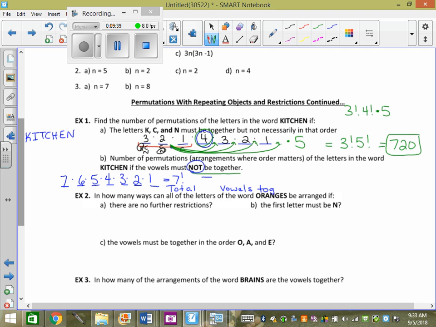And if we take the total number of words possible and we subtract off all the words where the vowels are together, what's left over? Vowels not together. If you don't do this, you'd have to do cases, and it would be awful, and you're probably going to miss a few hundred. Okay? All right. So vowels together. So we have 1, 2, 3, 4, 5, 6, 7. How many vowels are in kitchen?